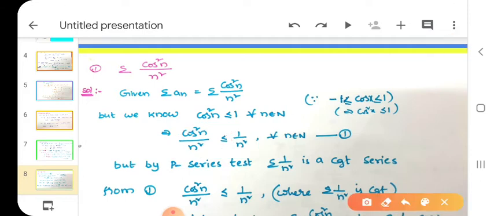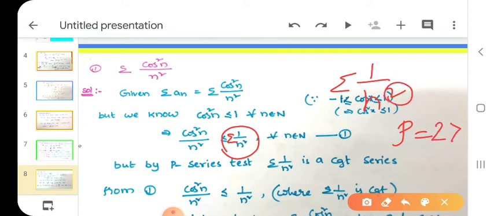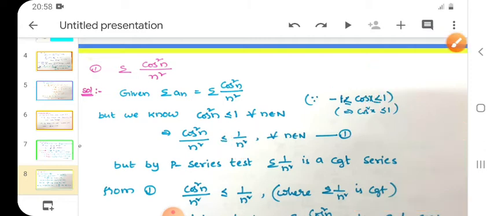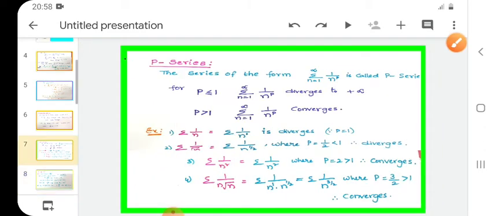Now I find whether the series summation 1 by n square is convergent or not. Which method will we use? P series test. Already we found 1 by n square. By the P series test, what is the value of p here? 2, that means greater than 1. So summation 1 by n square is a convergent series. Already we did it here.